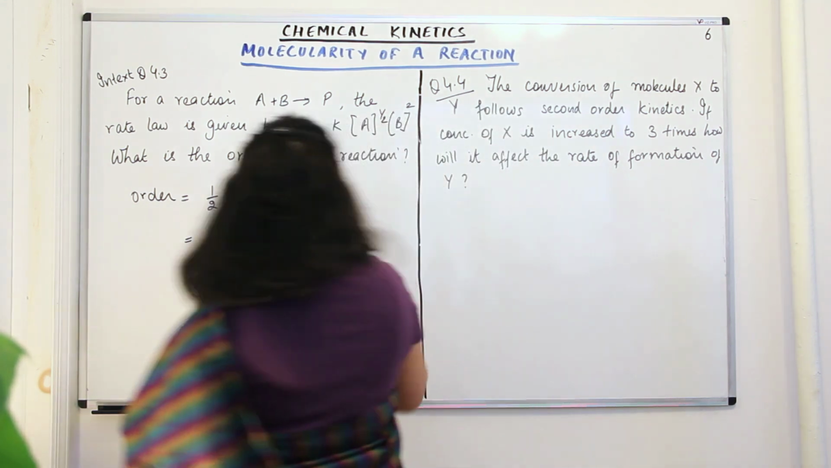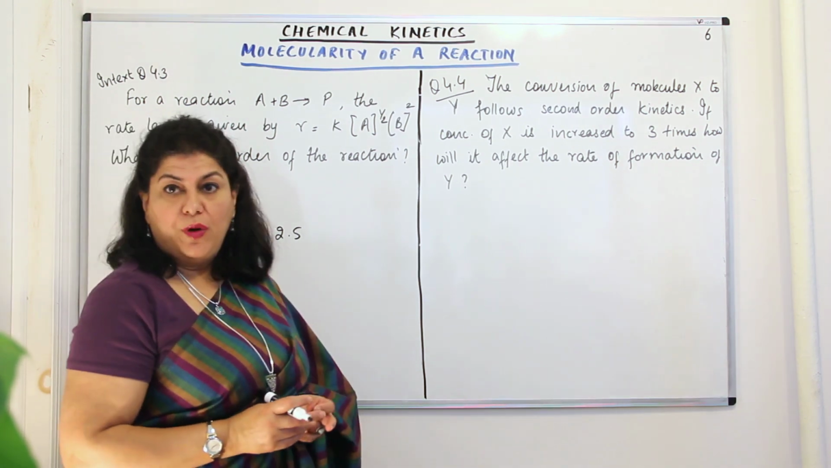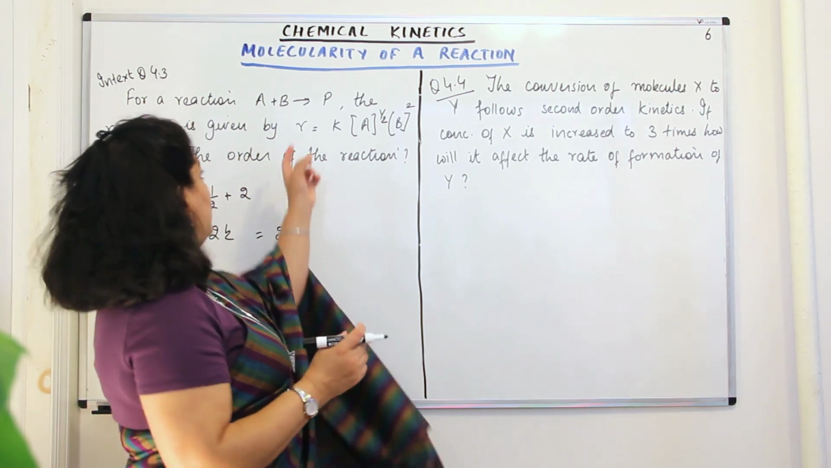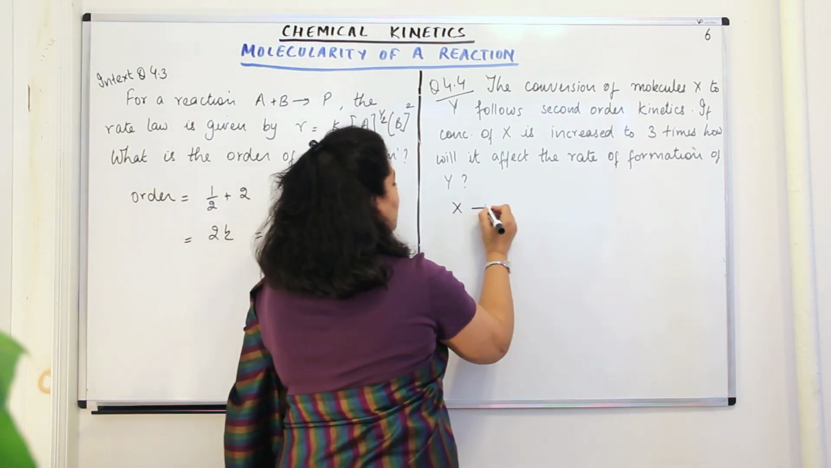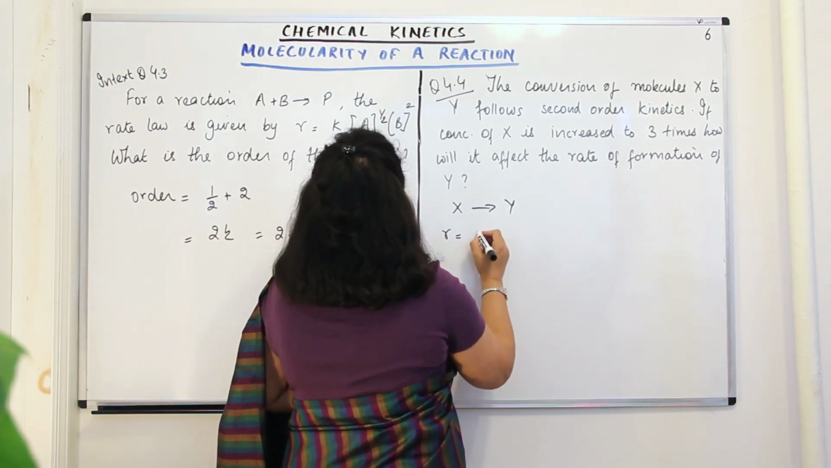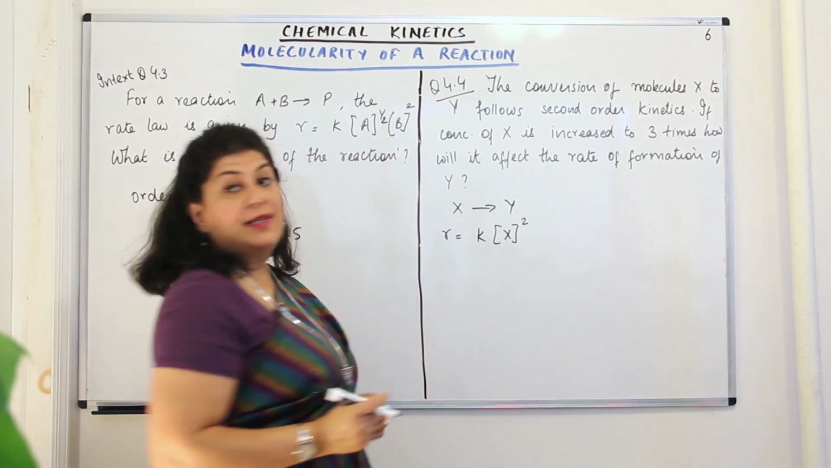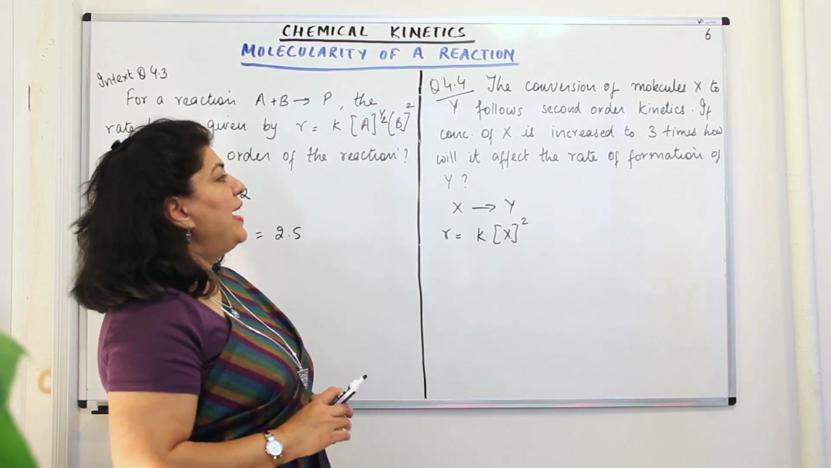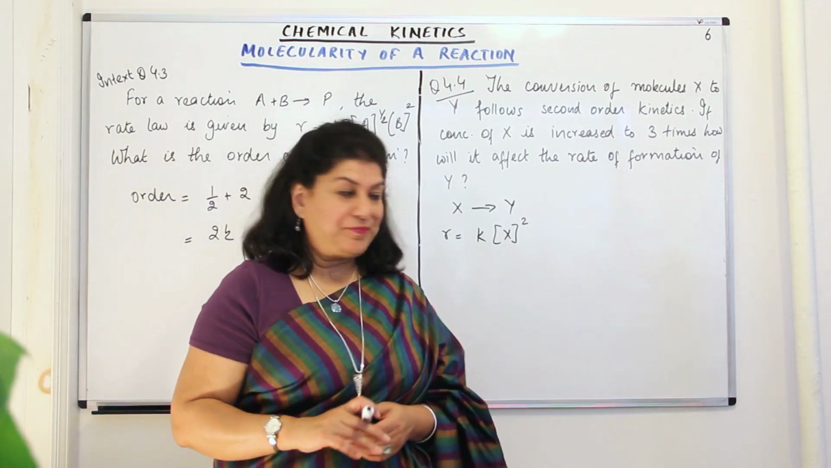Very simple. The next question is question 4.4. It says the conversion of molecules X to Y follows second order kinetics. It's a second order reaction, which means that this power is 2. And what is the reaction? X gives you Y is the reaction, and the rate would be equal to the rate constant K, concentration of X raised to the power of 2, since it's a second order reaction. So it follows second order kinetics. If the concentration of X is increased to 3 times, how will it affect the rate of formation of Y?